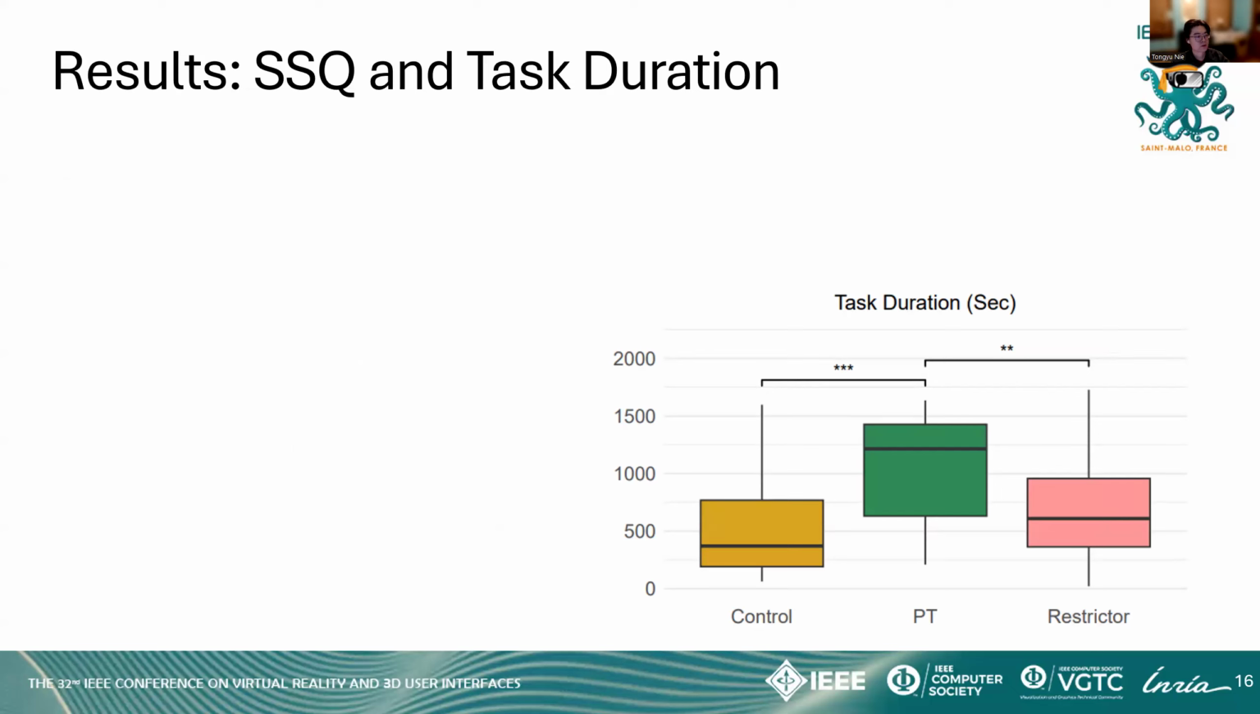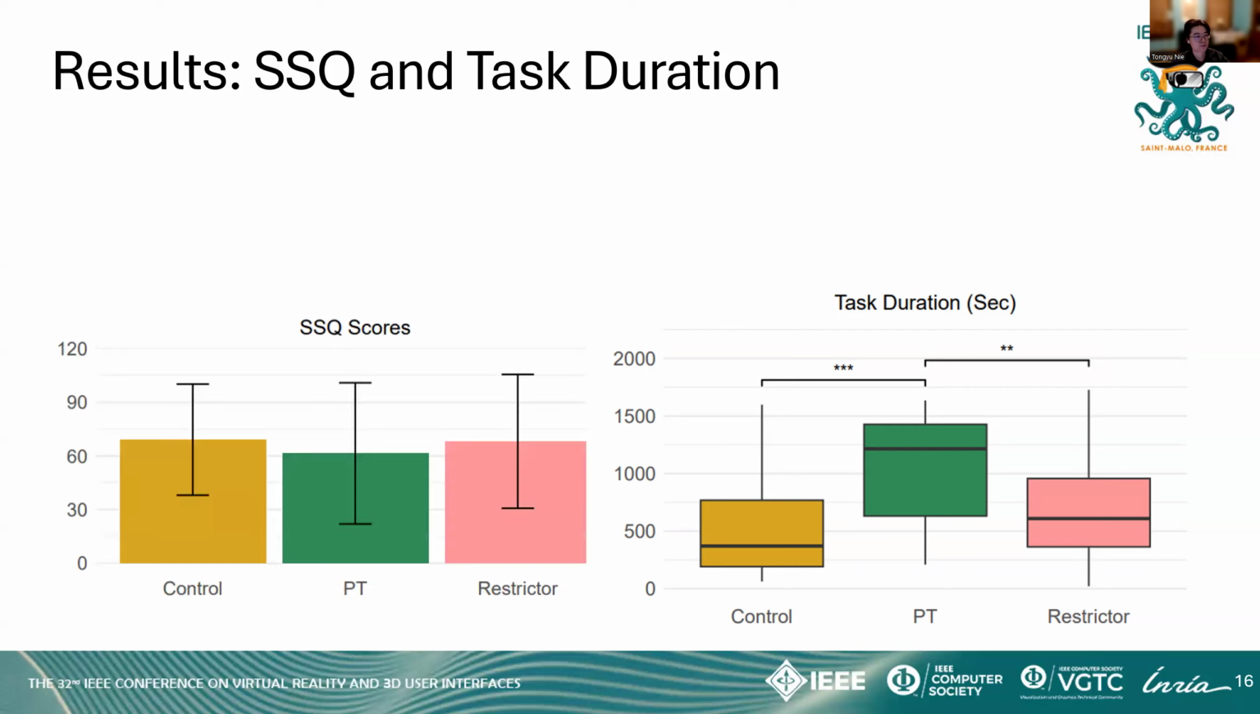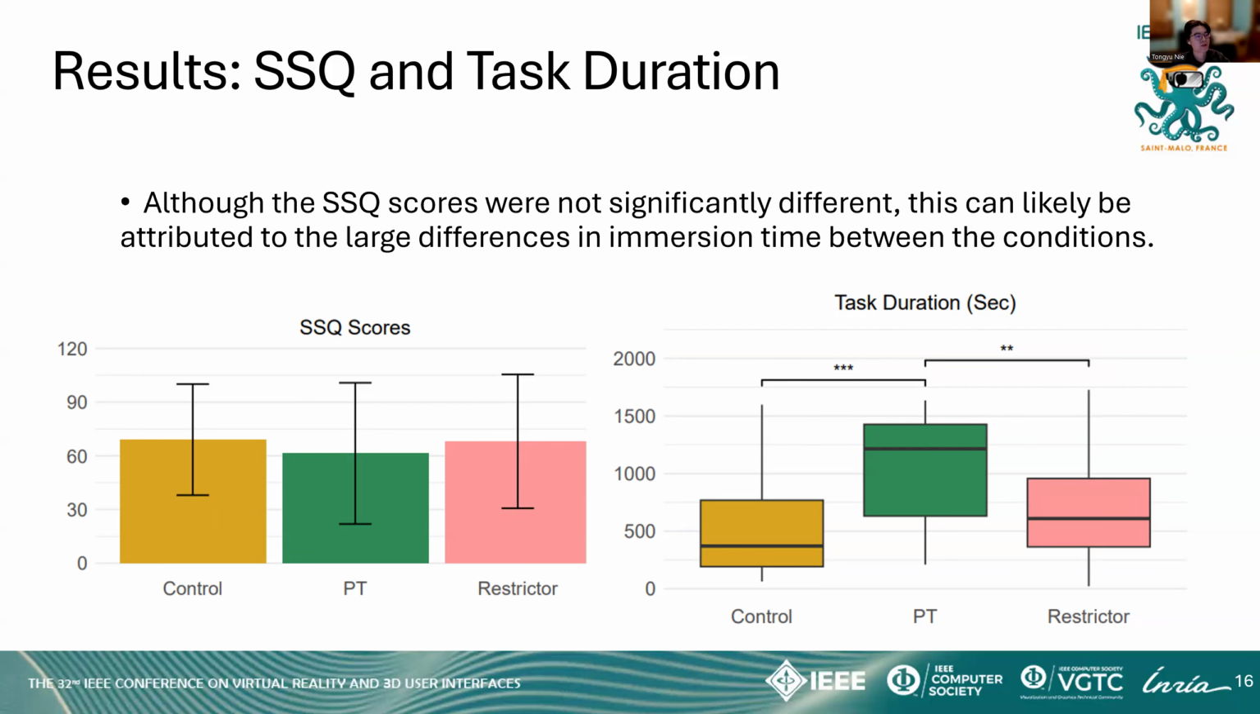Here are the results. First, the median immersion time in the peripheral teleportation condition exceeded 20 minutes, significantly longer than the 10 minutes observed in the black restrictor condition and the 6 minutes in the control condition. The SSQ scores were not significantly different, but this can be explained by the large difference in immersion time between the conditions.